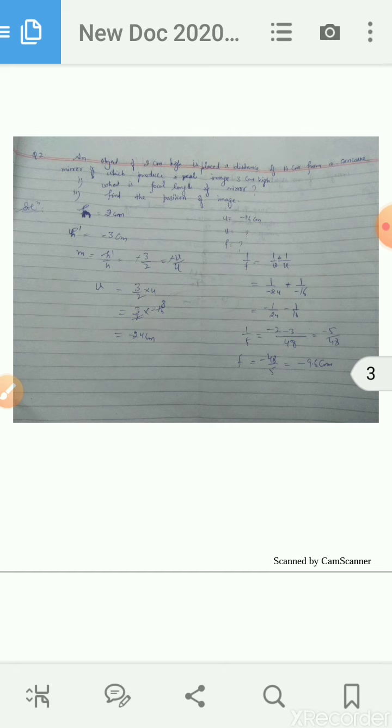From the given formula m = h'/h = -v/u, we can easily calculate v, which came to 24 cm. And from the mirror formula we can easily find f, which comes to minus 9.6 cm. You can also calculate it.